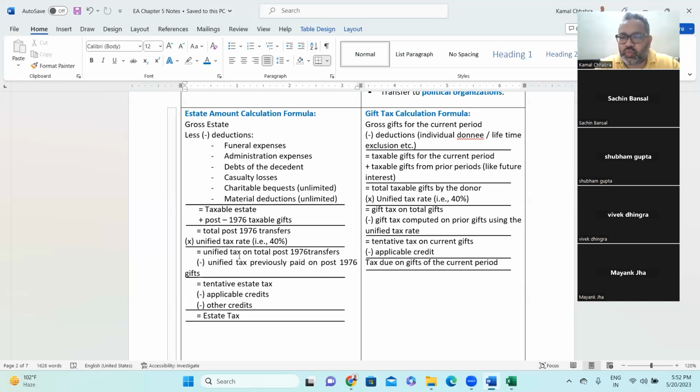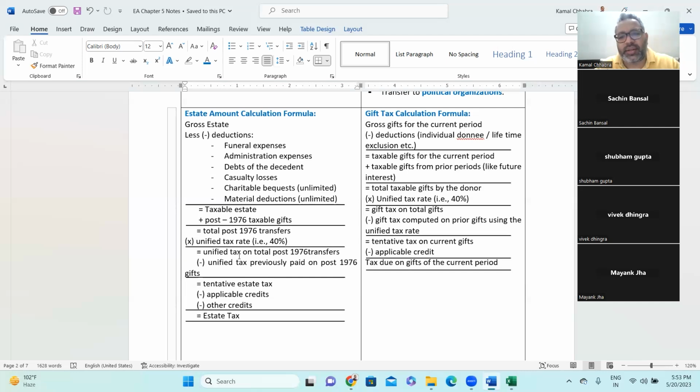On the other hand, on the right-hand side, the gift tax calculation formula is also very similar. Gross gift for the current period means the total amount of gift you have given, but you need to categorize it individual by individual. Minus deduction of the individual donee or lifetime exclusion, which is $15,000 per donee per year. And there is one lifetime exclusion of $11.7 million. Once you reduce that, it results in a taxable gift for the current period.